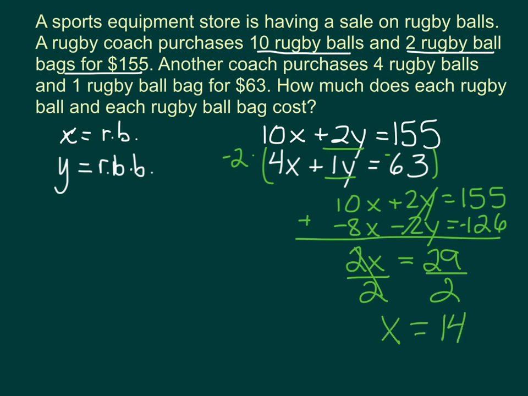But if we look in the context of this problem, we're talking about cost, okay? Could something cost $14.50? Sure, of course they could. But let's use that to substitute back in for y. All right, so 4 times 14.50 plus y, I'm using the bottom equation, equals positive 63.